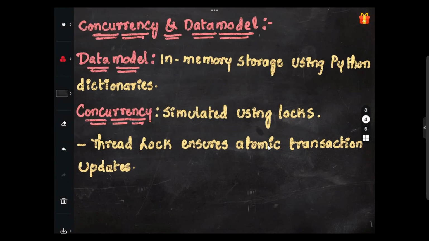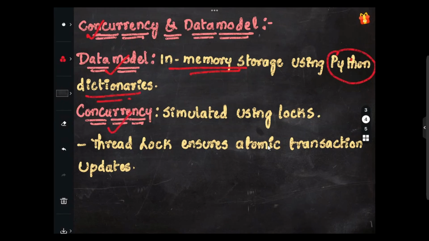So this is fine. Next, after the algorithm choice, we will be discussing the concurrency and the data model. About the data model, we will be going with in-memory storage because we are going with a single file CLI demo. That is the reason we'll be going with in-memory storage using Python dictionaries.